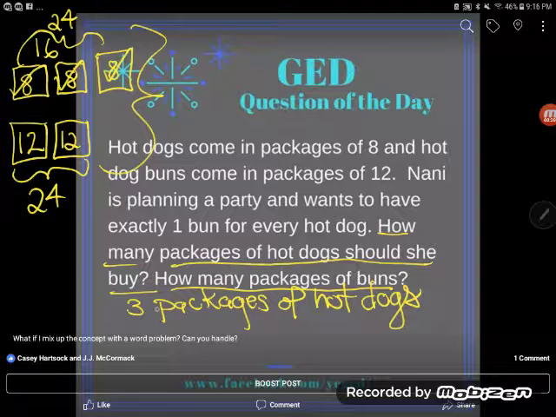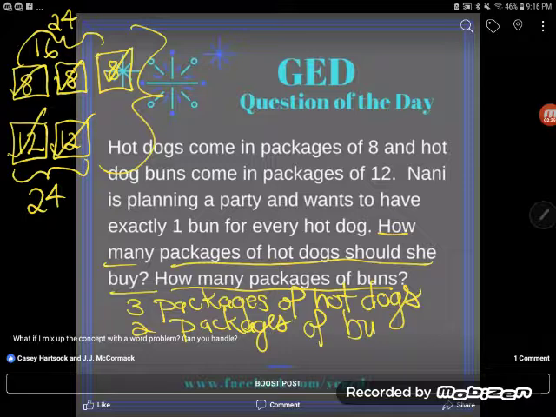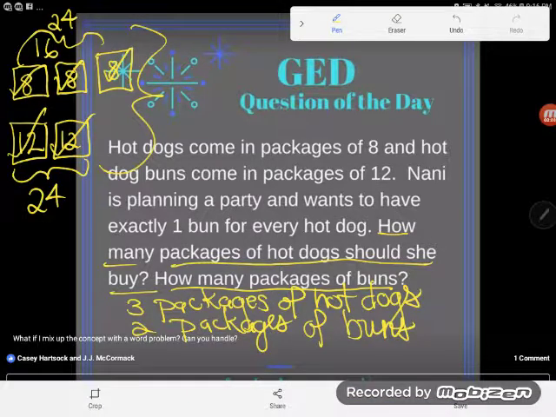It says how many packages of buns? So how many packages of buns did we buy? That was 1, 2. 2 packages of buns. So weird problem, definitely a divisibility application problem, but nothing too complex if you just start playing and see what happens.